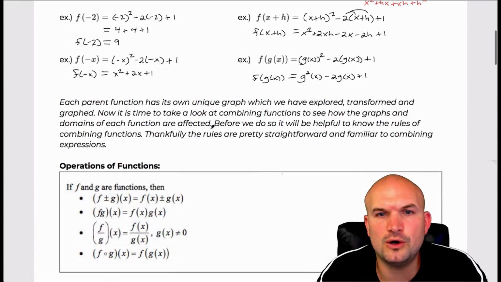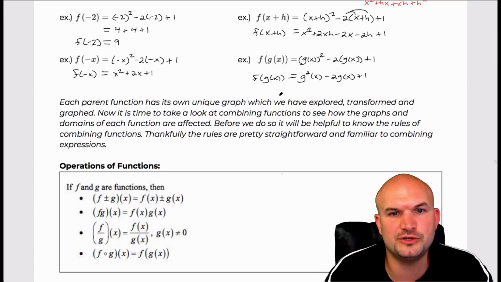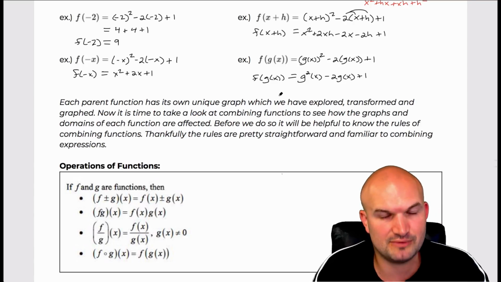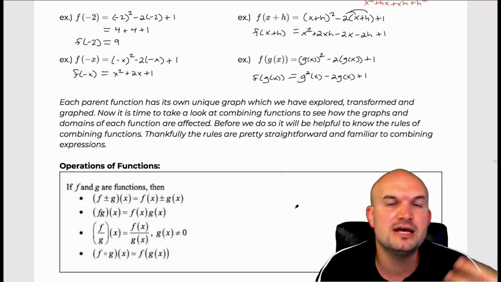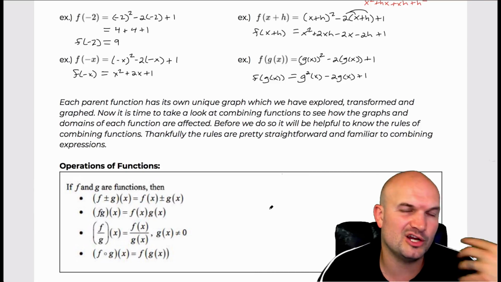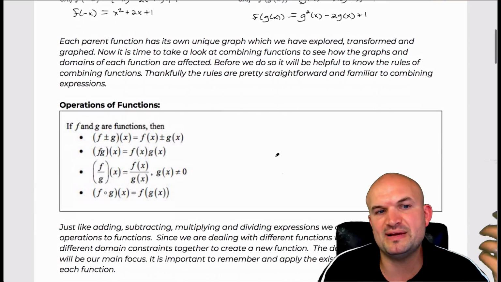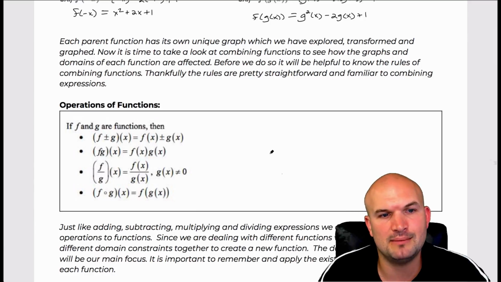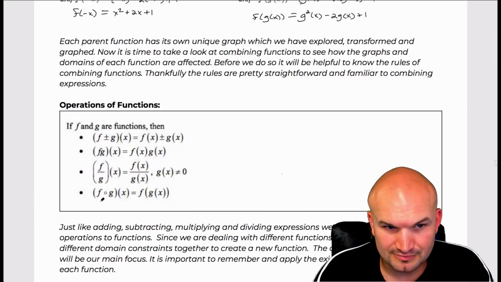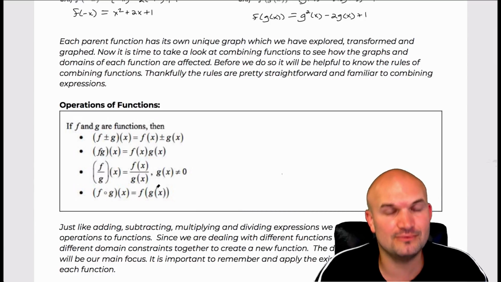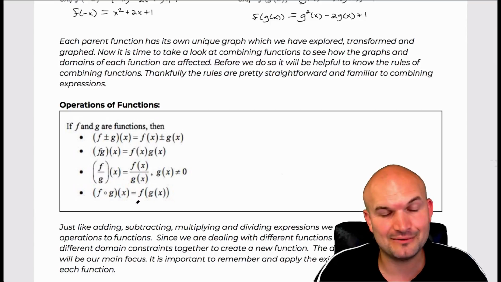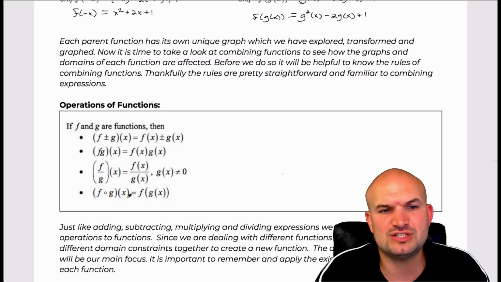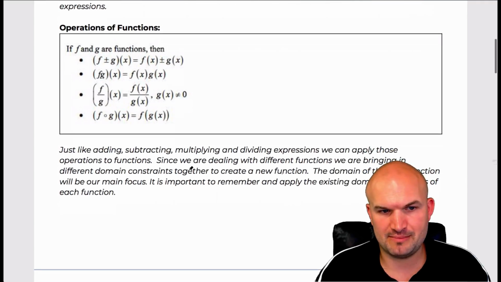All right, so now let's get into our operations of functions. And just like we've talked about operations of expressions and operations of polynomials in previous courses, basically what we're going to do is add, subtract, multiply, and divide. And then this new one, which I alluded to earlier, was composition. And we'll talk more about composition later. I don't think I mentioned composition right now.